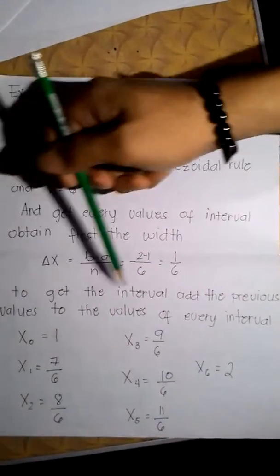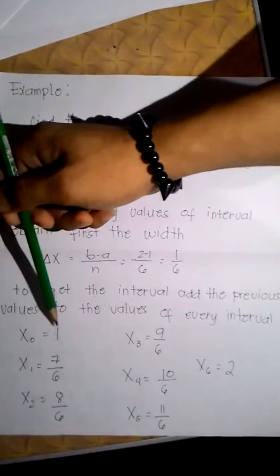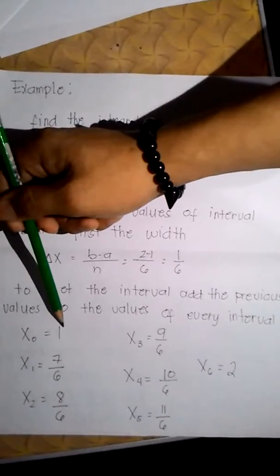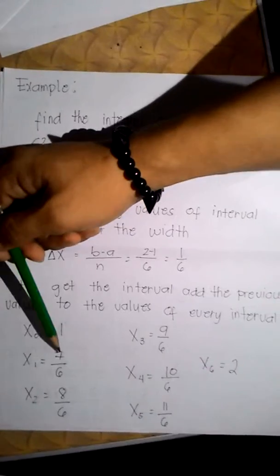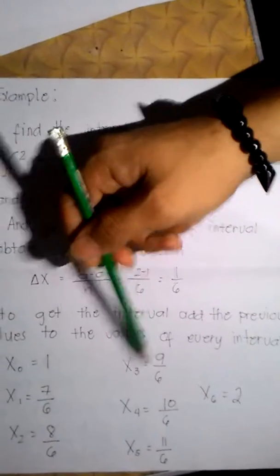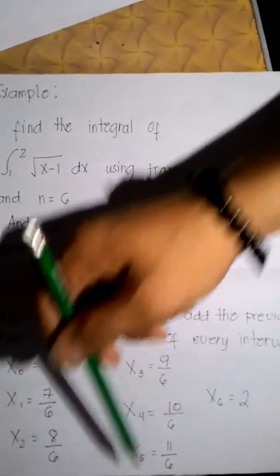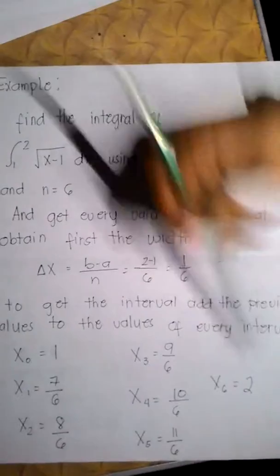To get the intervals, add the previous values to the values of every interval. x sub 0 is equal to 1, so plus 1 over 6, x sub 1 will be equal to 7 over 6, x sub 2 is 8 over 6, x sub 3 is 9 over 6, x sub 4 is 10 over 6, x sub 5 is 11 over 6, and x sub 6 is equal to 2.